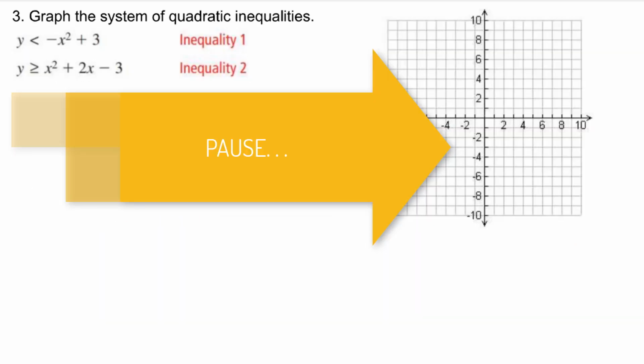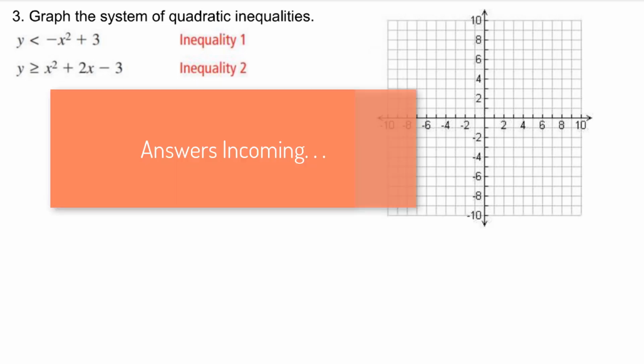Pause this video and just graph the parabola portions of these inequalities. Make sure to make them dashed or solid based on the inequality symbol, then press play and I will explain how to find the shared shaded region.